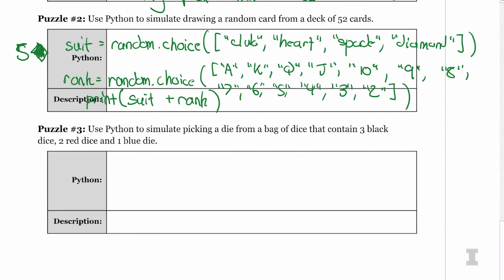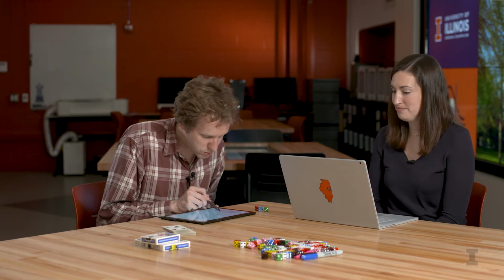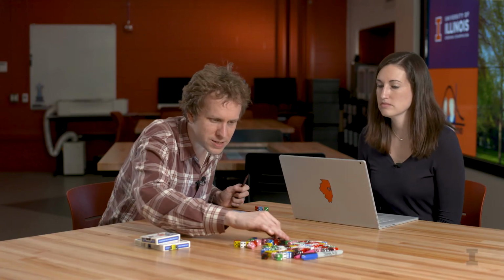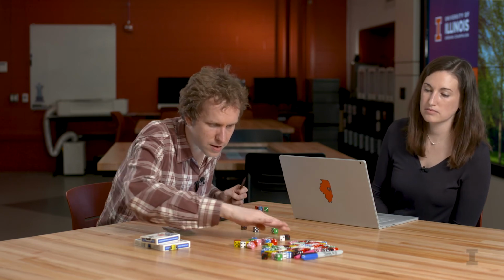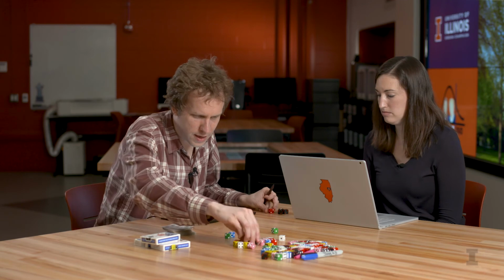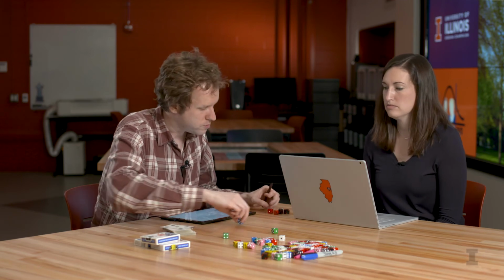So we have one last puzzle as we dive into this. So now one thing that we may want to do in simulation is having probabilities be unequal. So here, use Python to simulate picking a die from a bag of dice containing 3 black die, 2 red die, and 1 blue die. So I'm going to grab 3 black dice, and then I'm going to grab 2 red die, and I'm going to grab 1 blue die. So I've got this combination of dice right here.